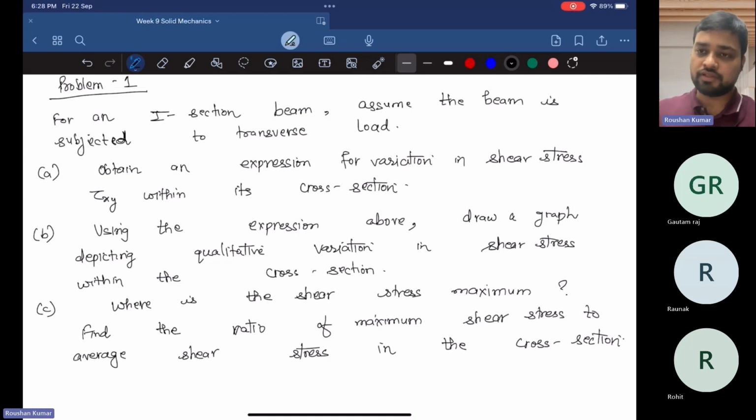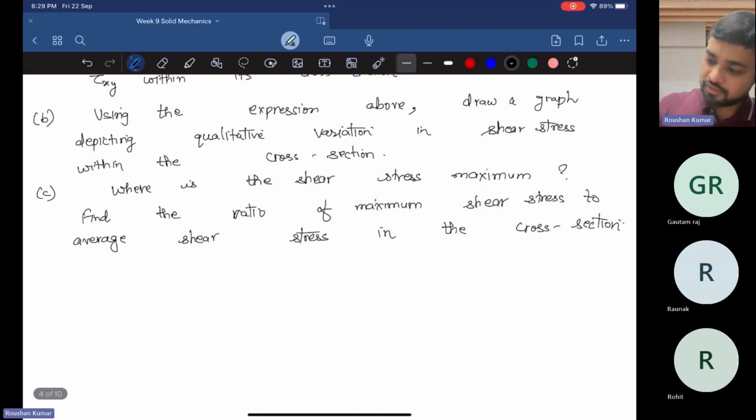So the first question is, we have to find the expression of shear stress variation tau xy within its cross section. The second part of the question says, using the expression above, draw a graph depicting qualitative variation in shear stress within the cross section. And the third part of the question is, where is the shear stress maximum? That is, we have to find the maximum shear stress, then find the ratio of maximum shear stress to average shear stress in the cross section. Then the question is to find the ratio of average shear and the maximum shear in the cross section. So let's start the solution of this question.